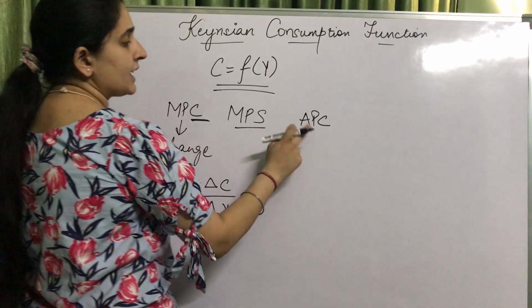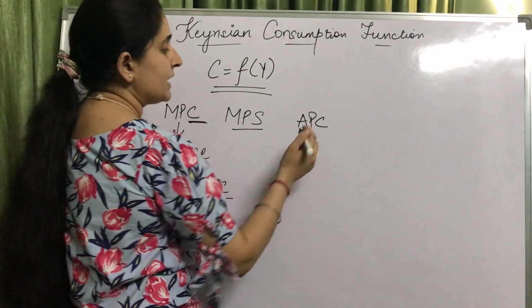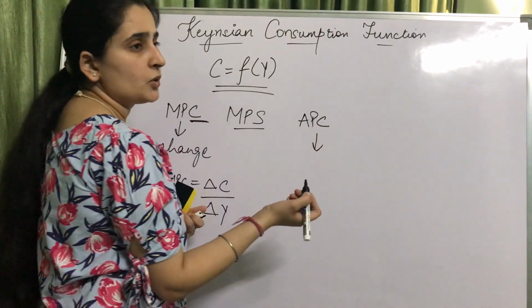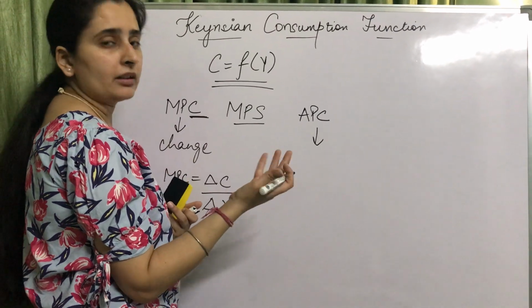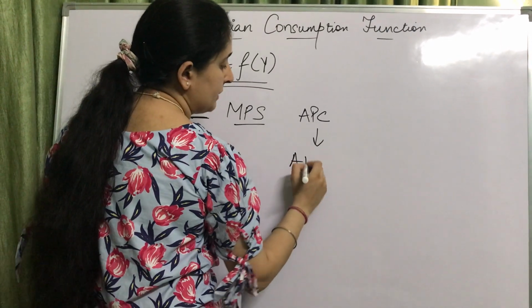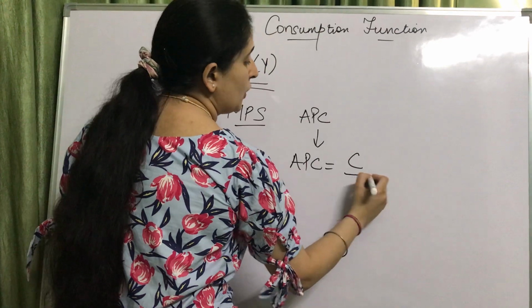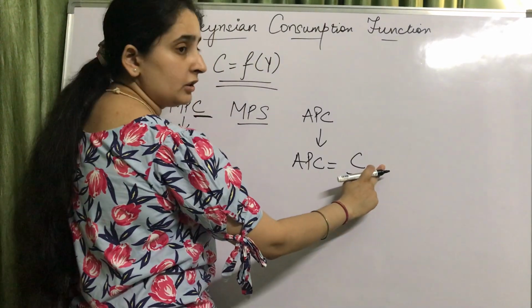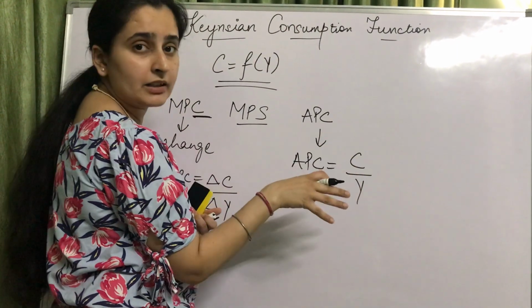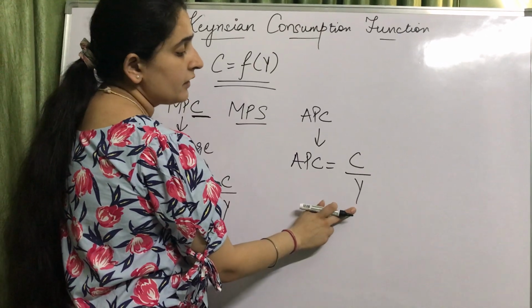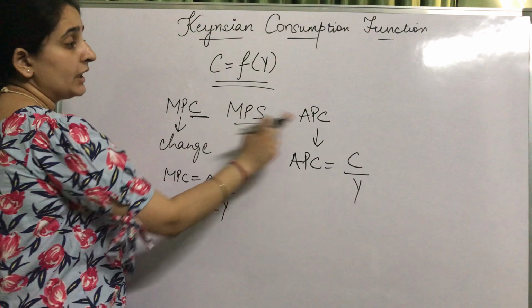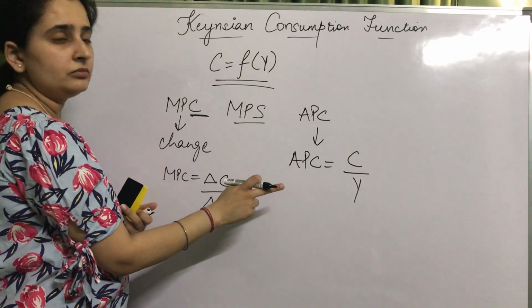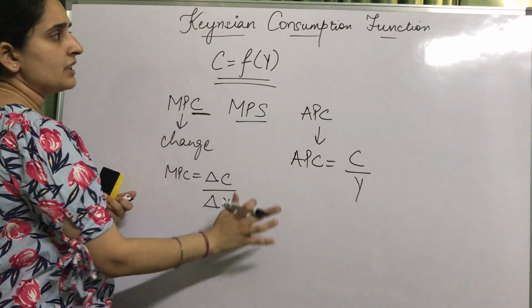Then the second thing is APC. Now what is APC? It is the average propensity to consume. That is, on average how my consumption will react. And the formula for APC is C upon Y. That is consumption, the level that we are talking about at that point, divided by income. So that is APC and MPC. These are very important terms. Okay, so this was about consumption function.